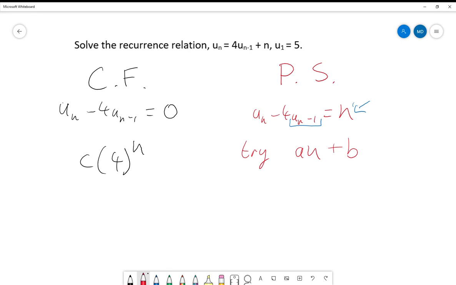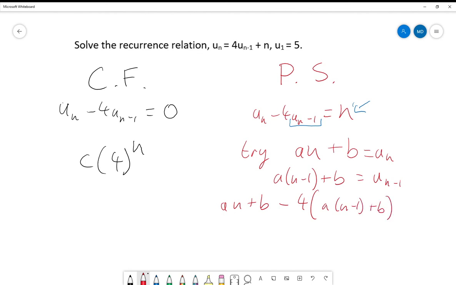We know that if this is un, then un minus 1 must be the same thing, but with n minus 1. Plug both of those in, and we're going to end up with an plus b minus 4 lots of a(n minus 1) plus b equal to n. And we expanded this last time, and we're going to get something very similar. We're going to get minus 3an. In fact, it's going to be exactly the same on this side. So that's not un minus 1, that's just n.